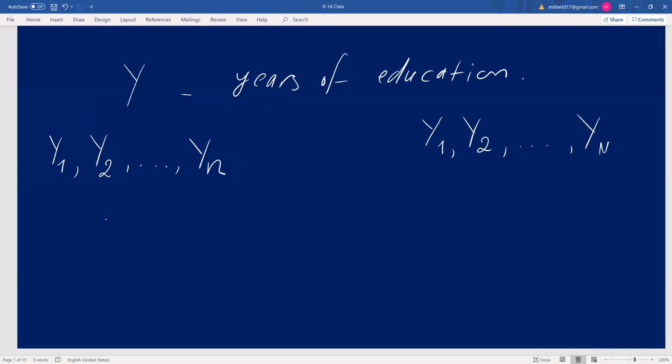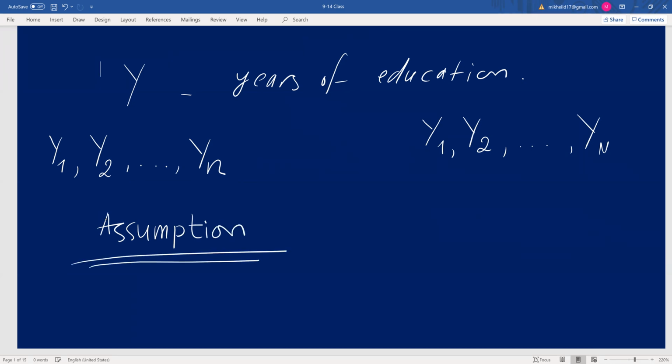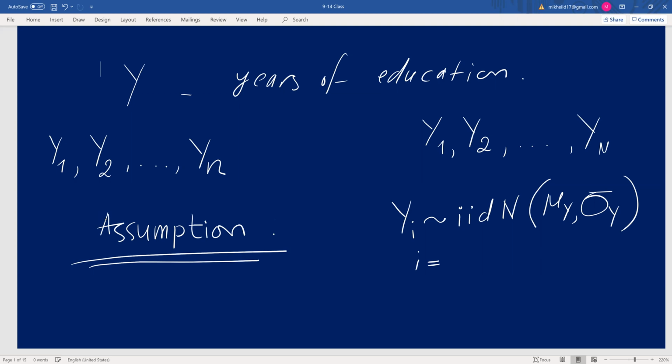Now, we assume, and this is at the heart of everything we are doing, that yi is IID normal with expectation of mu y and standard deviation of sigma y. i changes from 1 to n, capital N in this case.